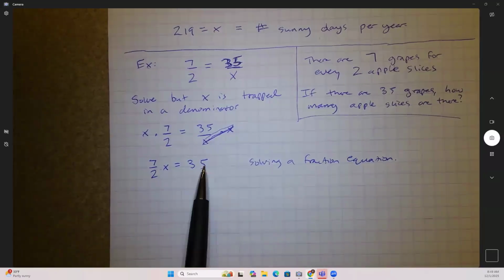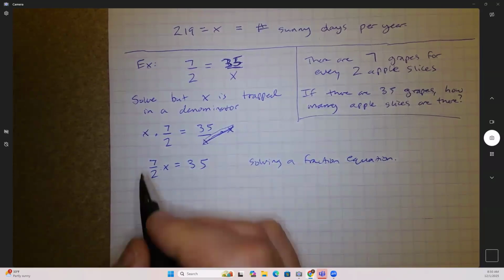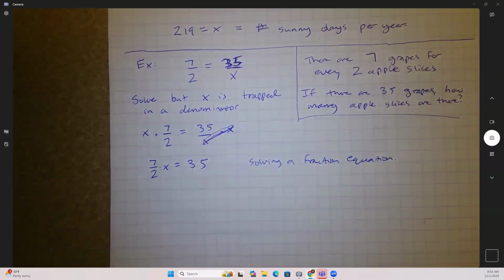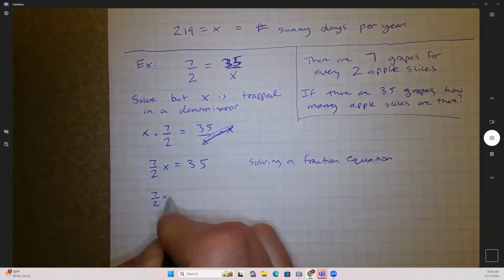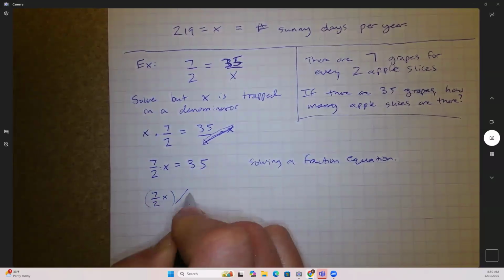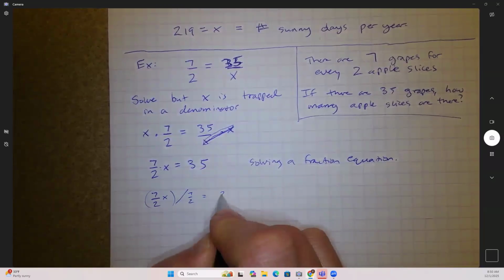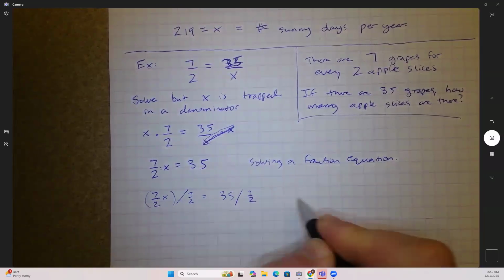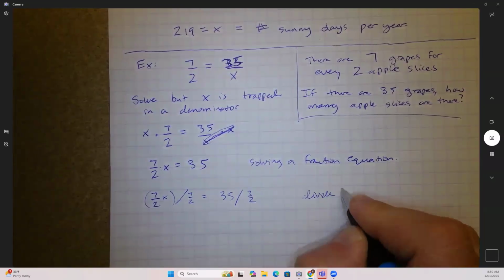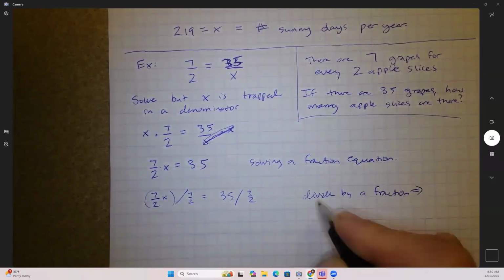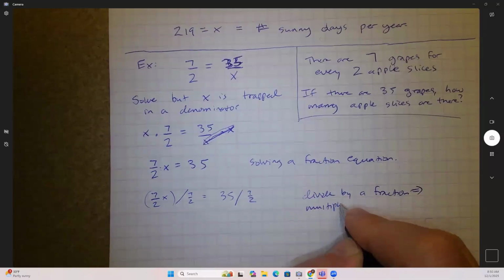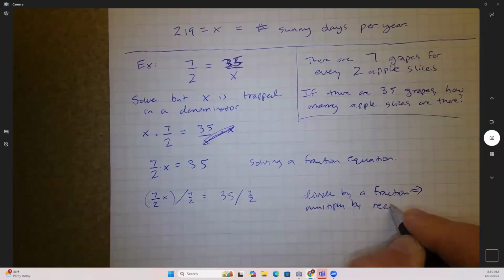Every time you have to solve an equation, your first step is to identify what operations I have to undo. So this is a multiplication. So I'm going to undo it by dividing by 7 halves. Right? I'm going to divide by 7 halves on both sides. But divide by a fraction is the same as multiply by the reciprocal.